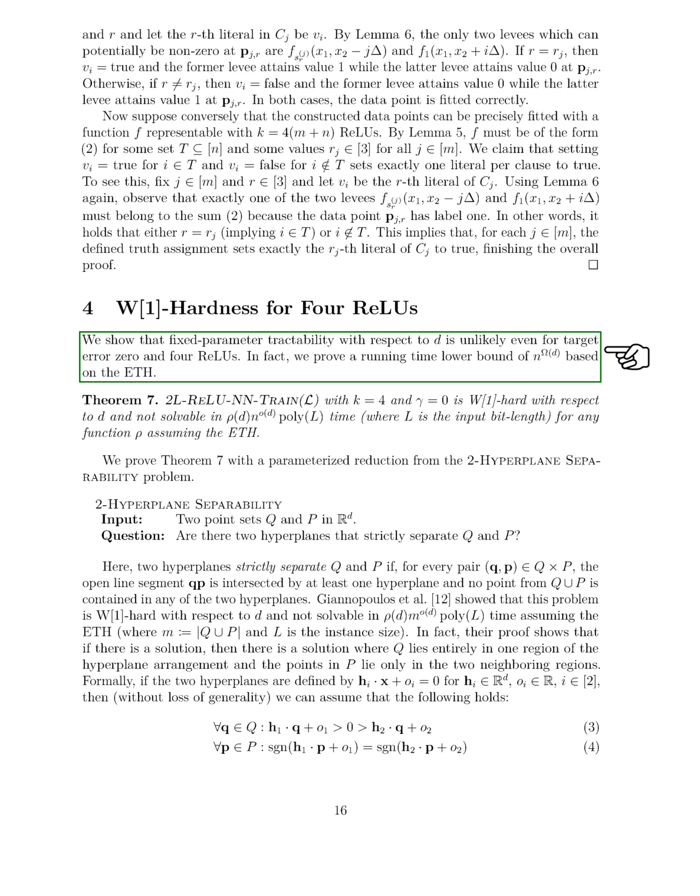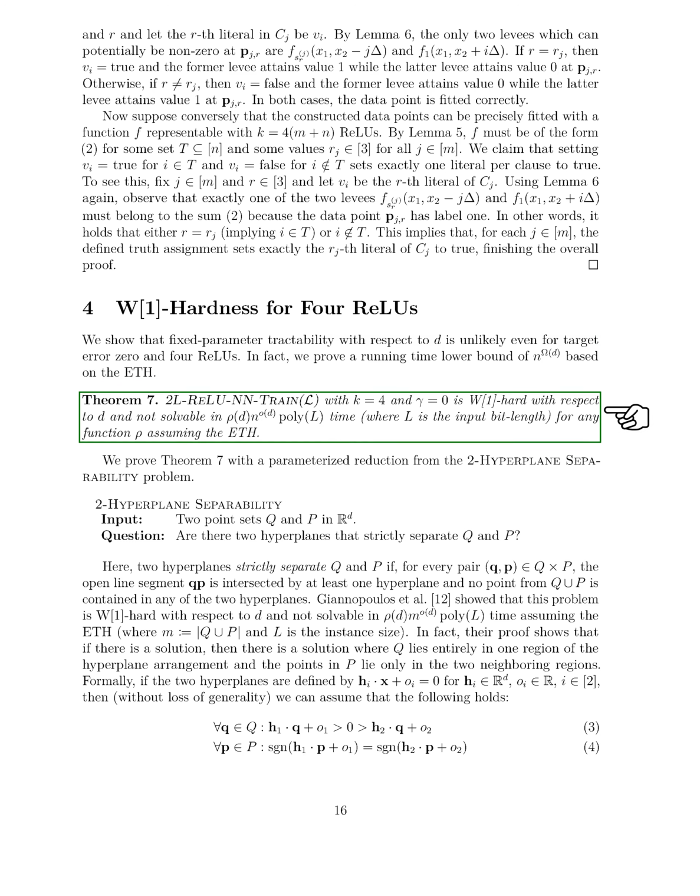We're focusing on a specific problem, which we'll call 2L ReLU NN train, with 4 ReLUs and 0 target error. We'll show that this problem is W1 hard, a term used in computational complexity theory to describe problems that are unlikely to be solved efficiently, with respect to the dimensionality of the input data. We'll also show that it can't be solved in time rho d times n to the power of little o of d times a polynomial function of L, where L is the length of the input data, for any function rho, assuming the ETH.